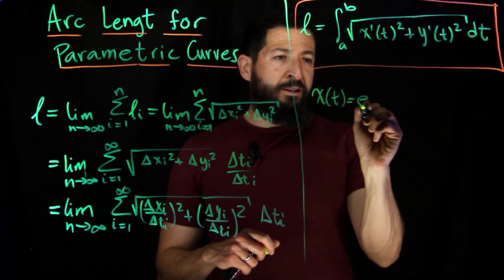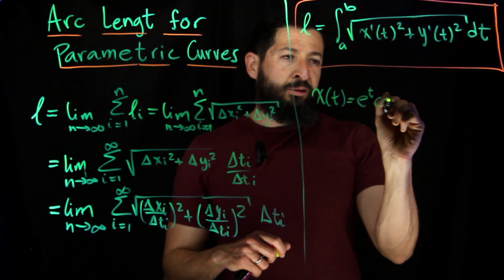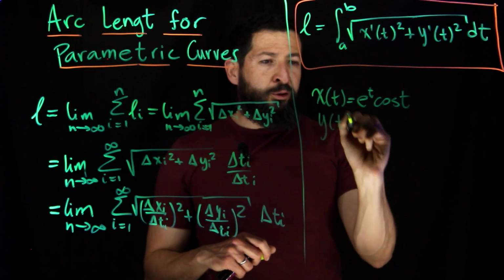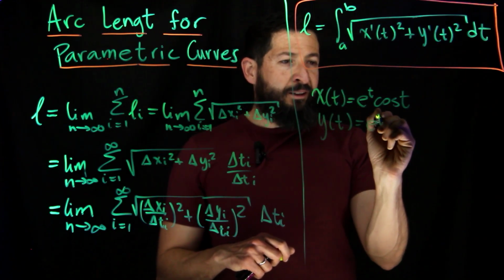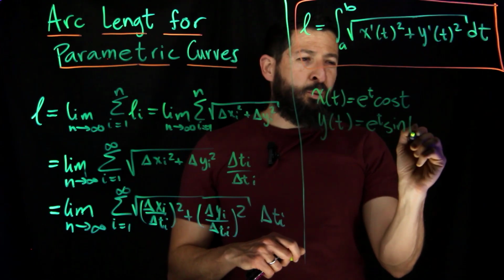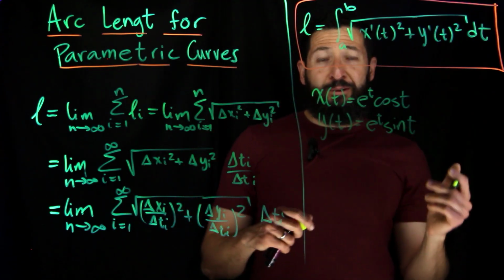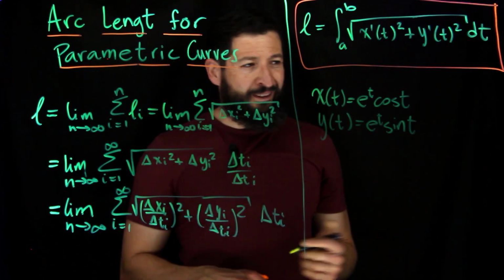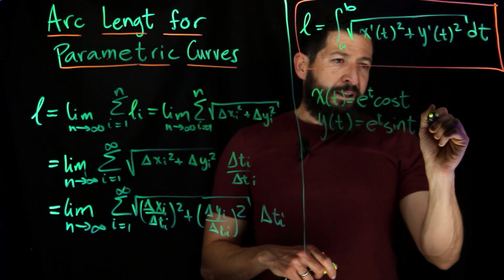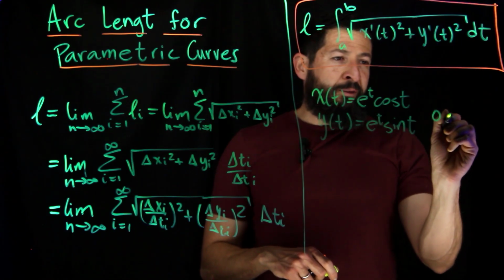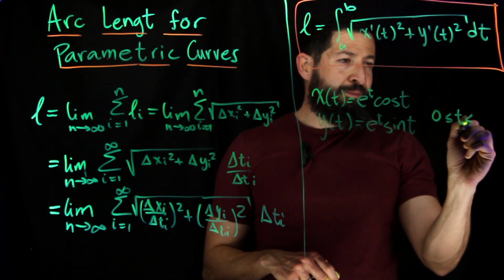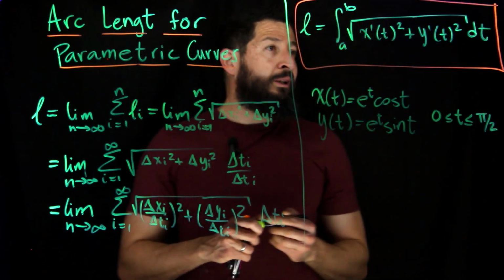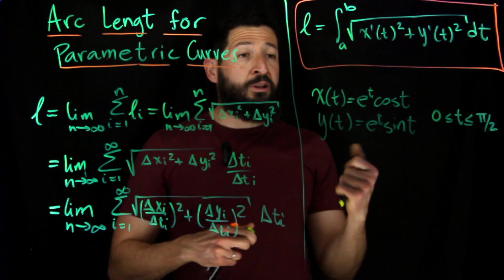Alright, so as an example, if I give you a curve, let's say x of t is going to be e to the t cosine of t, and then y of t is going to be e to the t sine of t. I'm using this one because I know it actually works quite nicely with the integral. Remember, when you do arc length, sometimes these integrals are not as nice. Let's do time from 0 to pi over 2, for example. And let's see what that integral will look like.